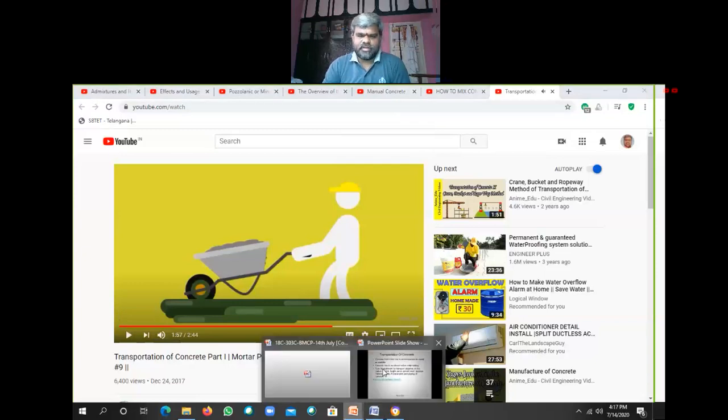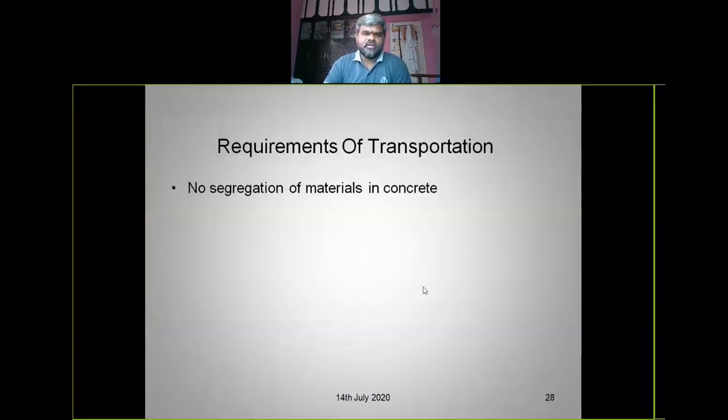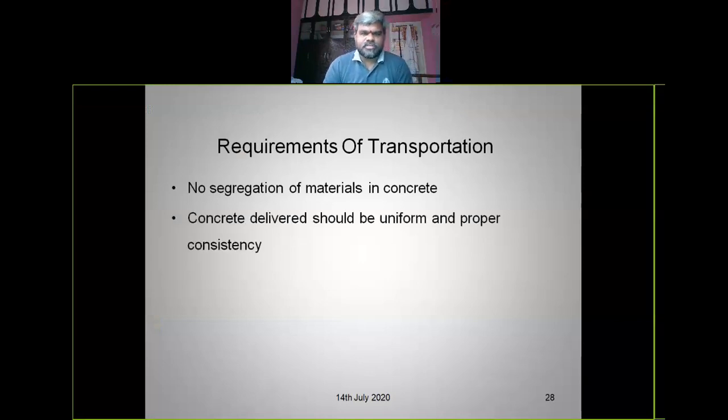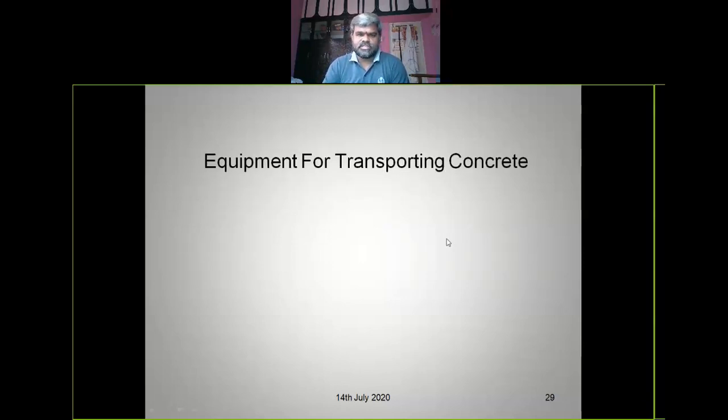Different types of transportation are done. Even transportation by transit mixers is also done. No segregation of materials. Segregation means separation of coarse aggregate and cement slurry. Concrete delivery should be uniform and of proper consistency.